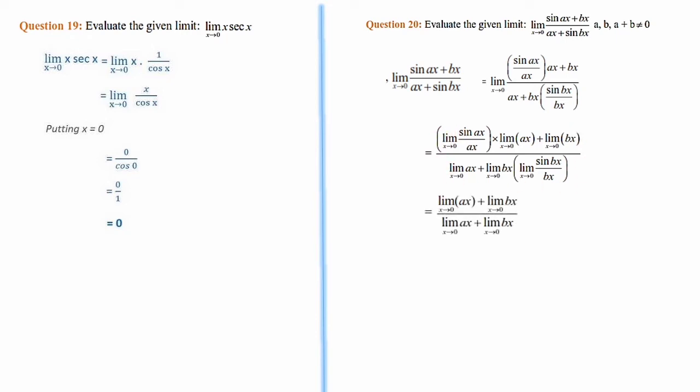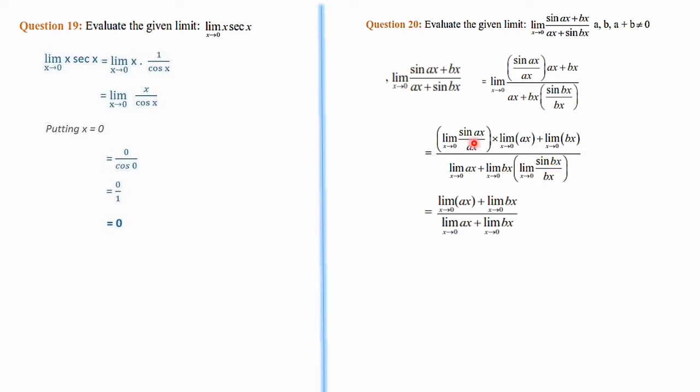Here limit x tends to 0 sin ax by ax is 1, and here limit x tends to 0 sin bx by bx also 1. Here x tends to 0 means ax also tends to 0. That's why it came as 1. So as x tends to 0, ax tends to 0. So limit ax tends to 0, sin ax by ax is 1. Here also same thing, limit x tends to 0 means bx also tends to 0. That means limit bx tends to 0, sin bx by bx is also 1.